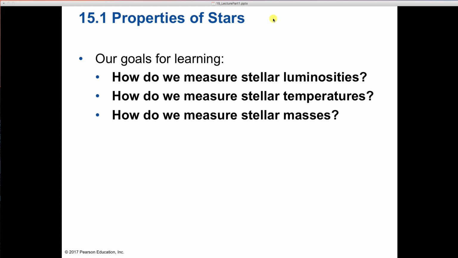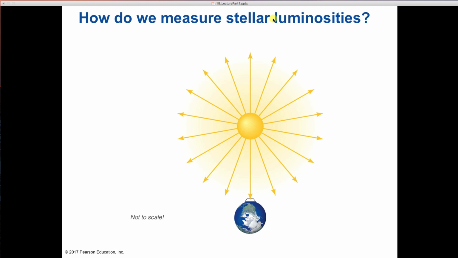And then in the next lecture, we'll talk about temperatures. And then the one after that, we'll talk about masses. How do we determine how much mass the stars have? So how do we measure stellar luminosities, actual brightnesses, energy per second given off by a star?